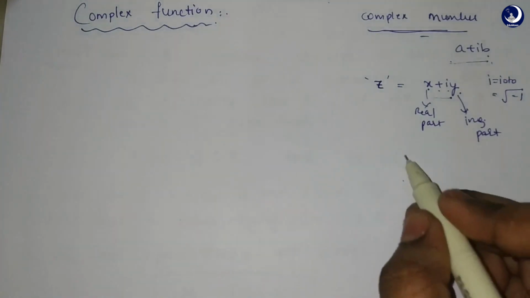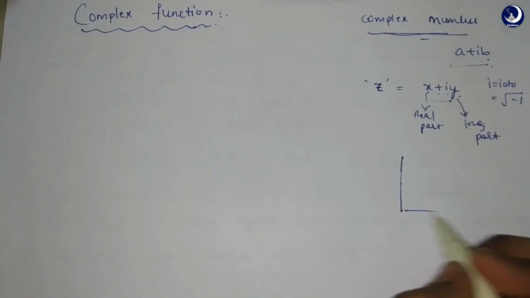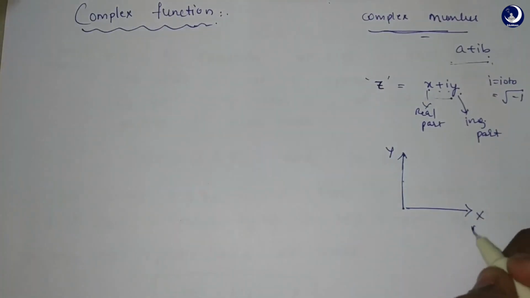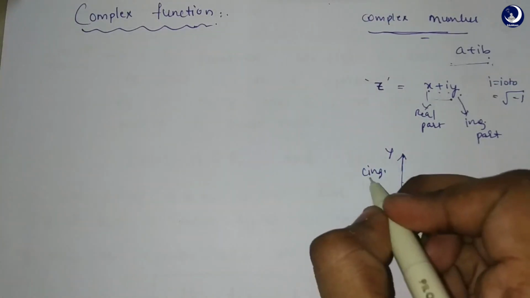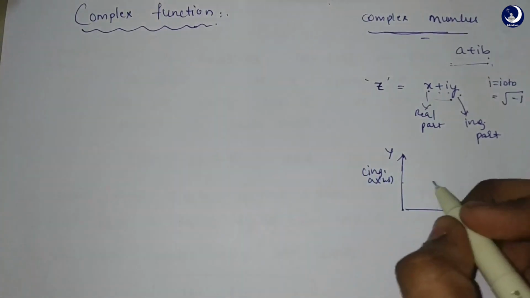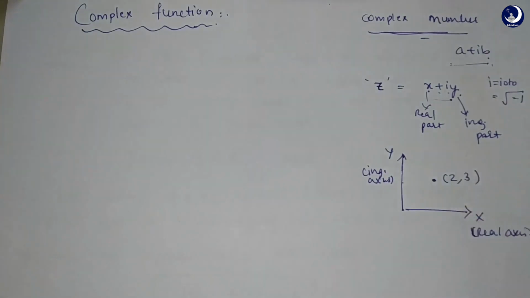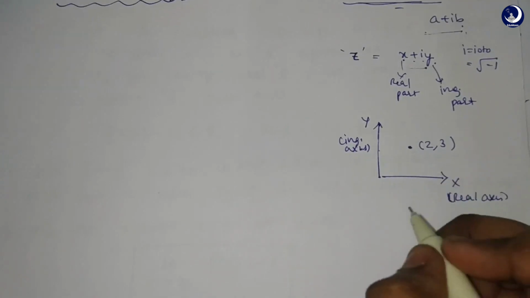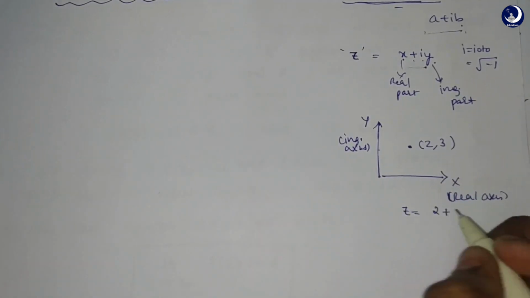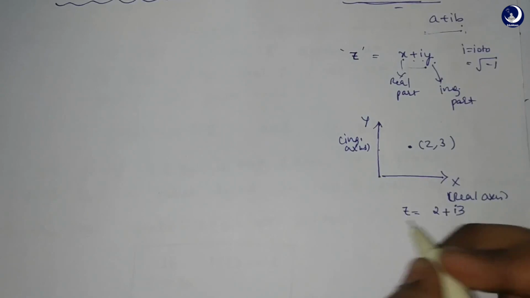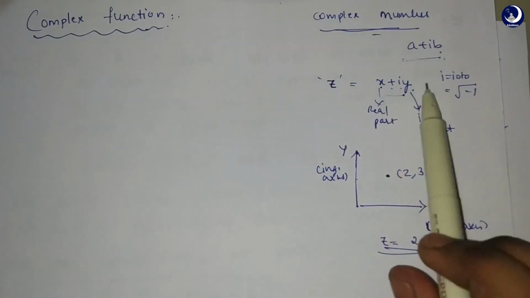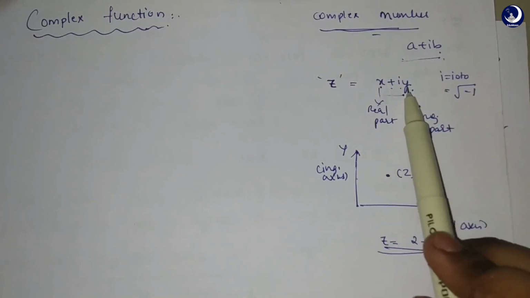Let's represent it in an axis. This will be the x axis, the real axis, and this will be the y axis, the imaginary axis. For example, if there is a point like this, 2, 3, how do we write it? This is x and y, so z equals x plus iy, 2 plus i3. Simple. So a complex number is in the form of a real part plus imaginary part.